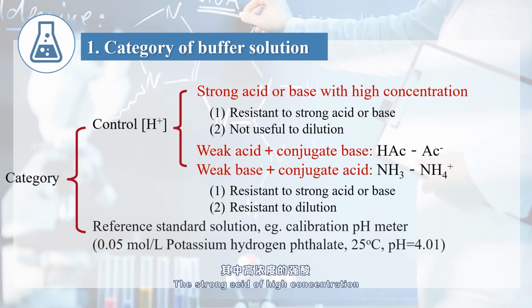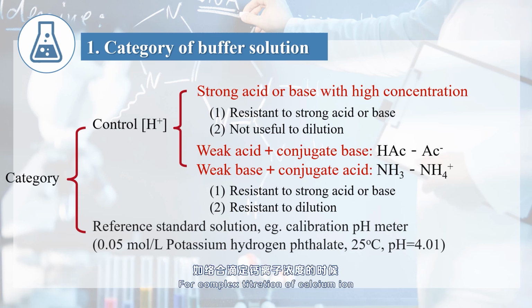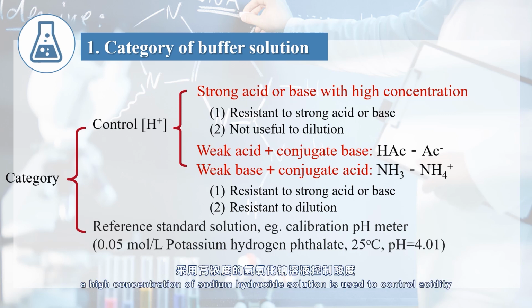A strong acid of high concentration is generally used at pH less than 1, while a strong alkali of high concentration is used at pH larger than 13. For complexometric titration of calcium ion, a high concentration of sodium hydroxide solution is used to control acidity.